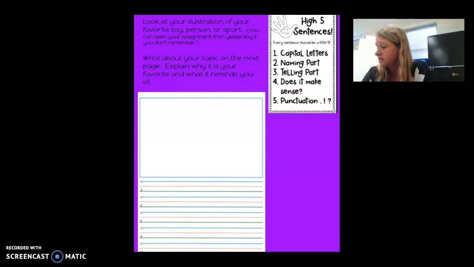Remember when you're writing your sentences that you have to have a capital letter at the beginning, a naming part, your subject, a telling part, your predicate. Does it make sense? We can't say one hats. No, we must use the correct plural or singular noun, and we need to make sure there is a period or another type of punctuation at the end of our sentences.